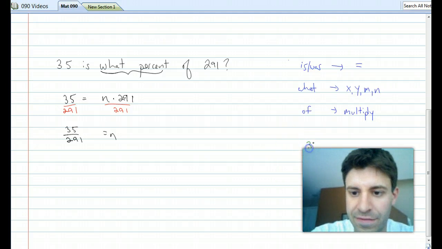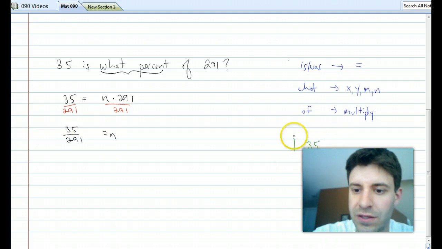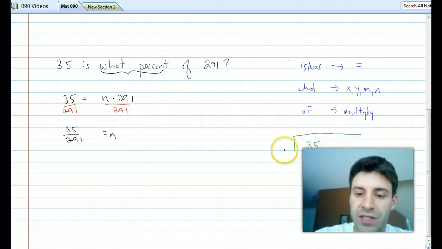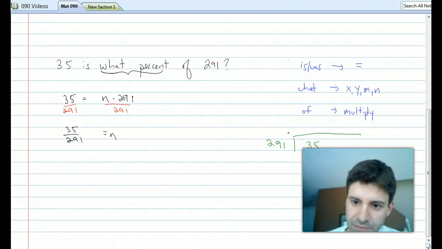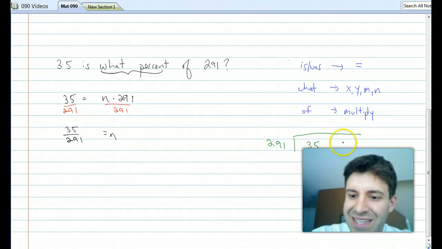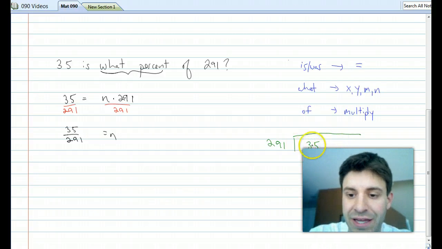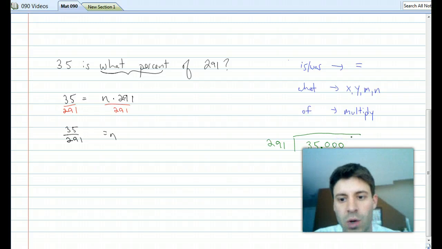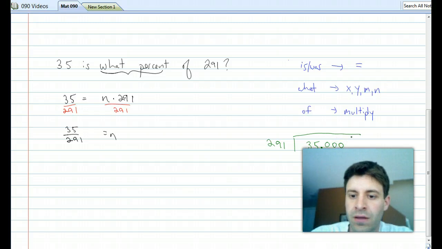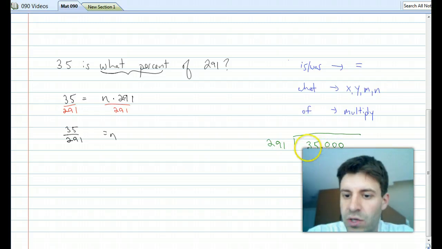So we have 35, that's the numerator. That's going to go as your dividend, they call it. Your divisor is going to be 291. And since the number inside the dividend is smaller than the divisor, what you're going to do is put a decimal place and put as many zeros in there as you want. The question is, how many times does 291 go into 350? The answer is once.